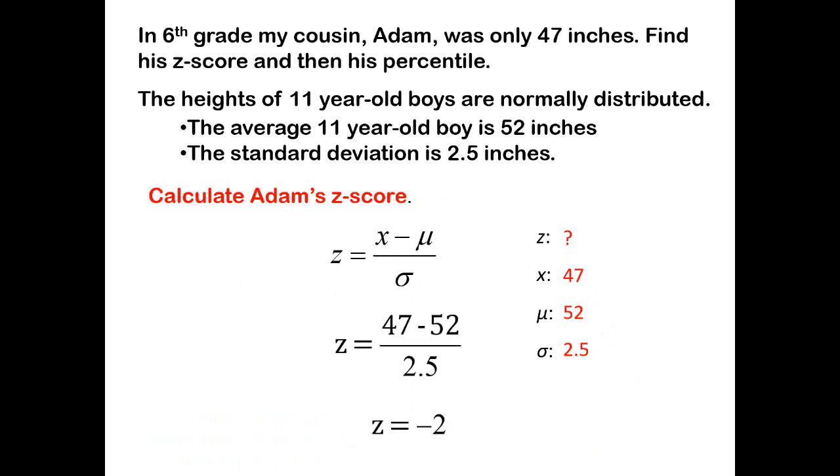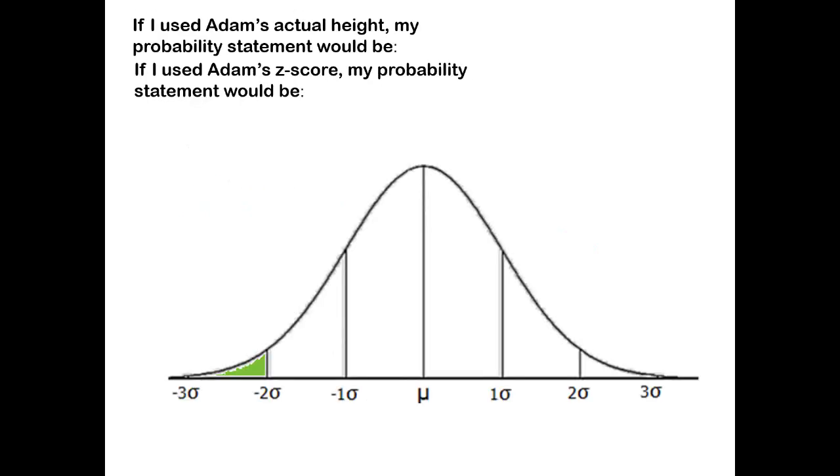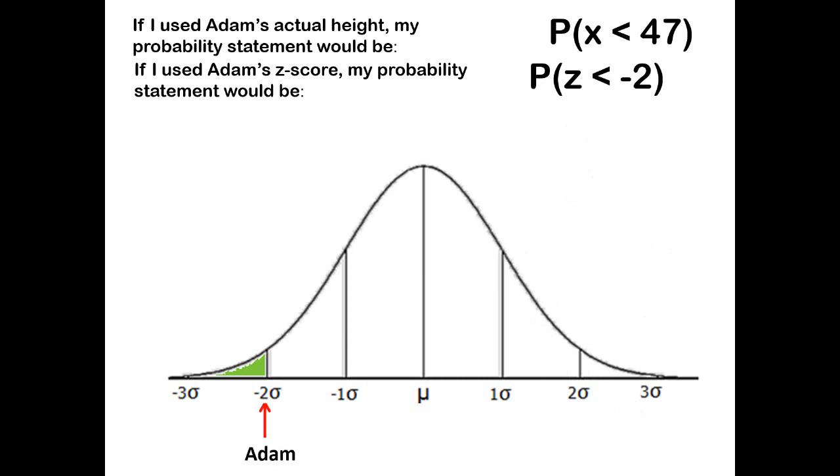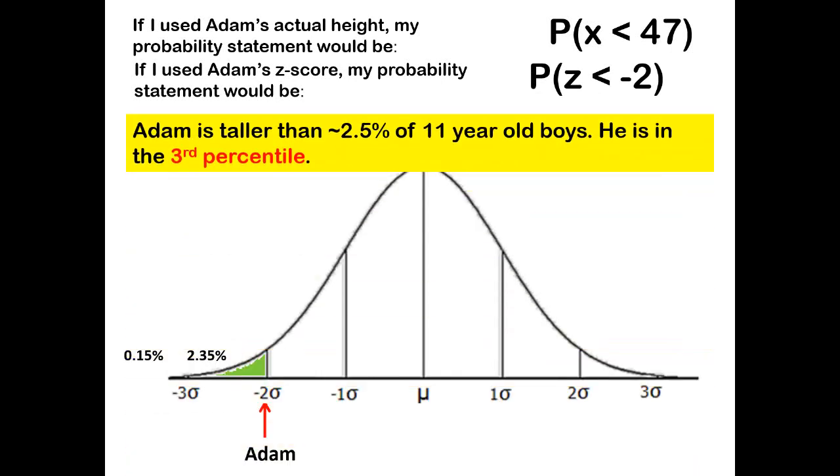by plugging in all of those values, and we find that Adam is 2 standard deviations below the mean of heights of 11-year-old boys. So we can shade that using the probability that an 11-year-old boy would be less than 47 inches, or we can use our z-score, the probability that a z-score is less than -2. So there's Adam. We can add those values up, and we find that Adam is only taller than 2.5% of 11-year-old boys when he was 11 years old, meaning that he's in the 3rd percentile.